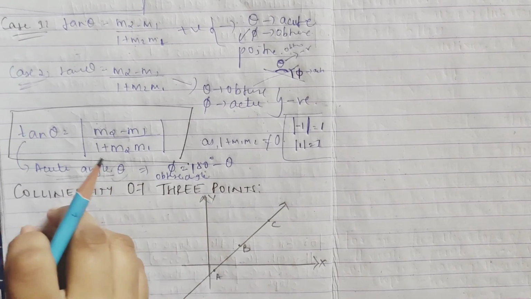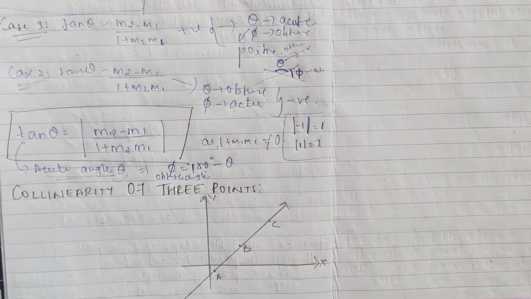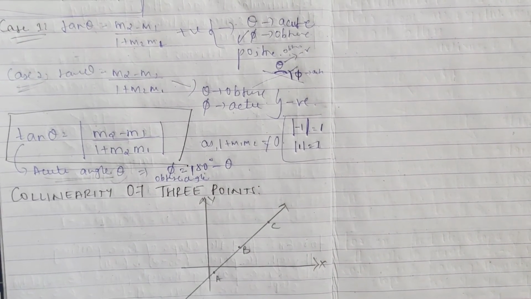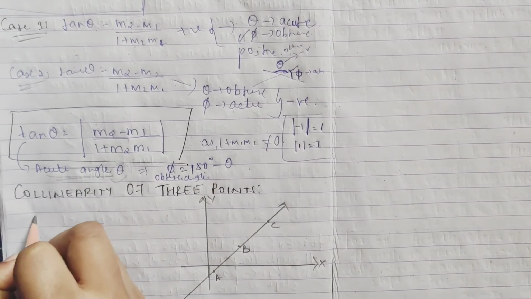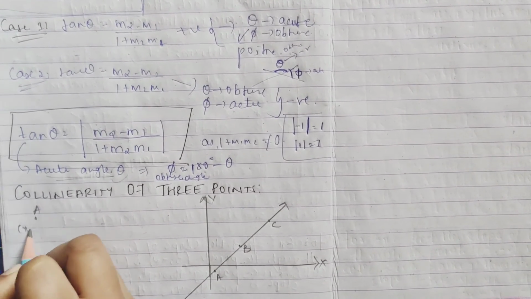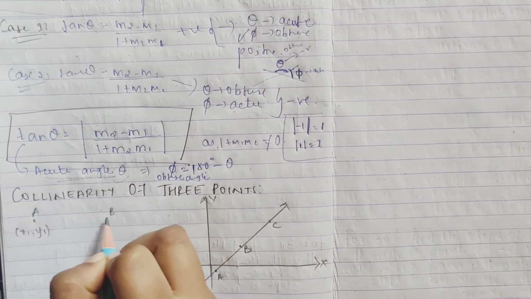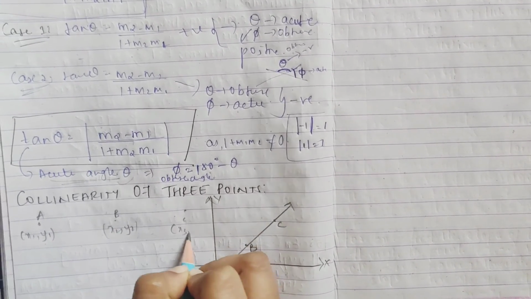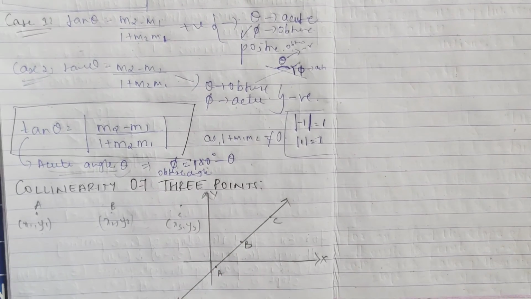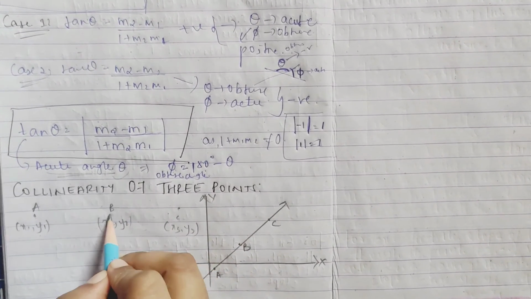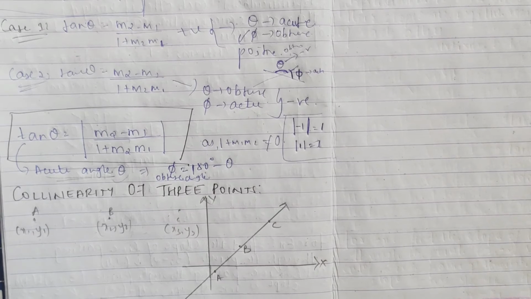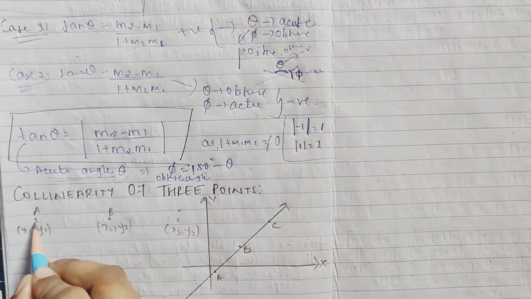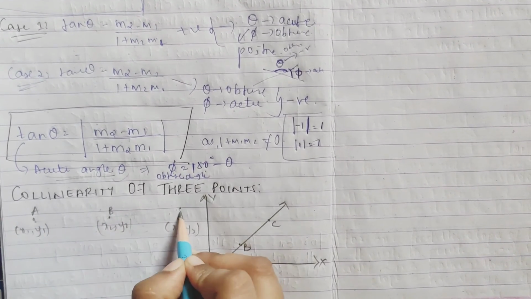Now the last part of this is collinearity of 3 points. Collinearity means what? As I have said, here you have a point A, suppose this is x1 y1, and here you have B x2 y2, and here again you have C x3 y3, lying on the same line. That means collinearity, right? If 3 points are lying on the same line, then we say they are collinear.